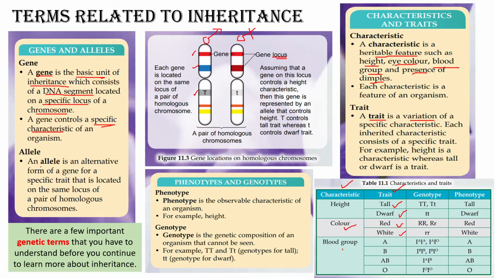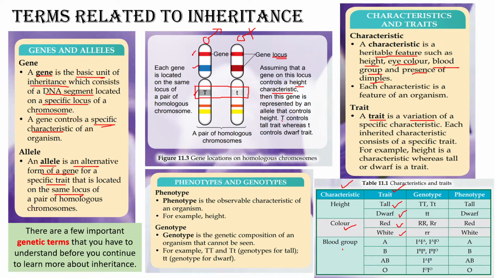Okay, next one is on allele. Allele is the alternative form of gene for a specific trait, and they are located on the same locus of a pair of homologous chromosomes. Say for example this one, on this same locus right here. This is the gene that controls the height characteristics pada locus ini. Then this gene is represented by an allele that controls height. Kita guna huruf yang sama, but what's different is that one is capital letter, the other one is small letter. Itu yang kita panggil dia sebagai alternative form of gene.